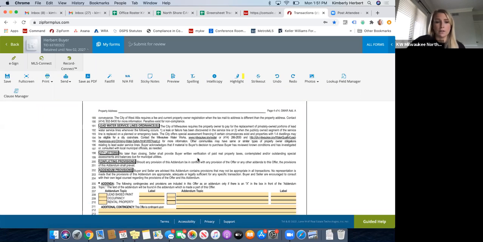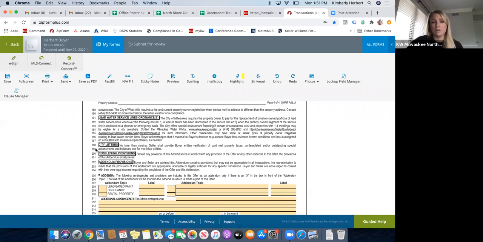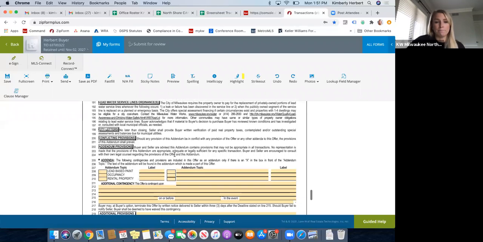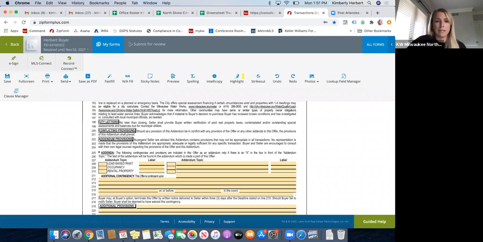City letters: no later than closing, seller shall provide buyer with written verification of paid real property taxes. This is handled with the title company. And then it just states that if any provision of this addendum is in conflict with any provision of the offer, the provisions of this addendum shall prevail. But like I said, this addendum was updated around the time that the offer to purchase was updated, so they should be very, very similar as far as some of the language.